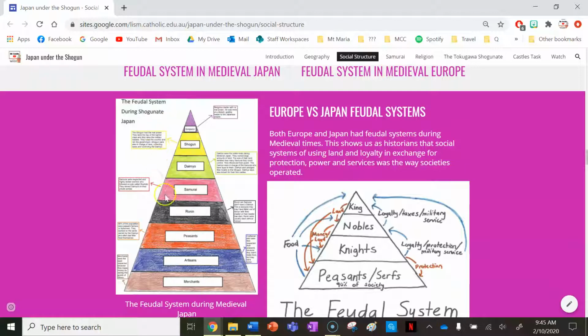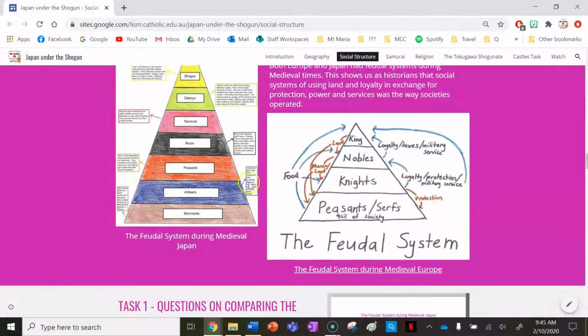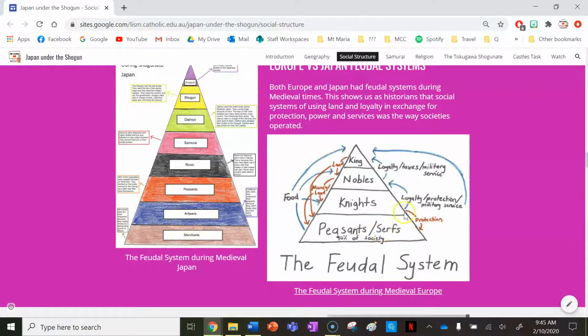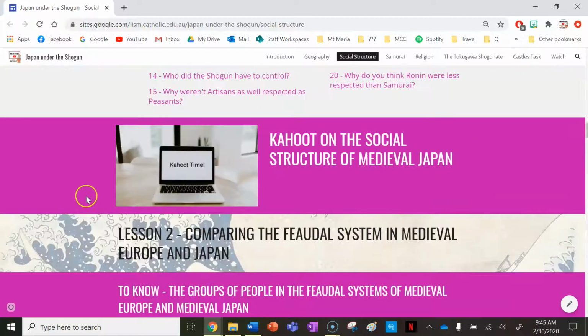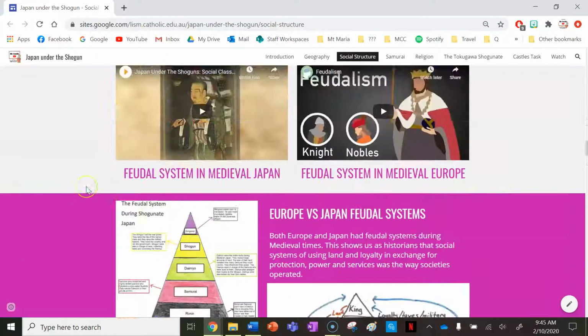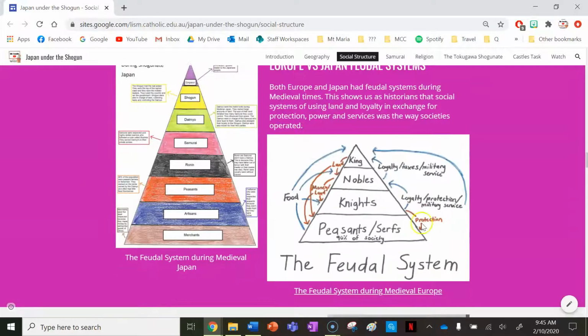So we can see we've got the feudal system during Shogunate Japan here, and we've got the feudal system of medieval Europe here. We can see that not only are they the same shape, but they really have quite a similar structure. In our last lesson, we went over the feudal system of medieval Japan. Just to quickly have an overview of the medieval European feudal system.